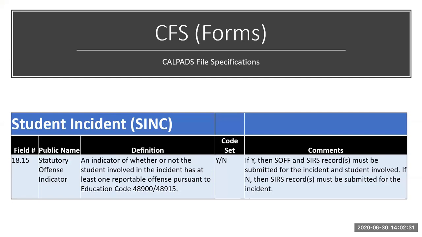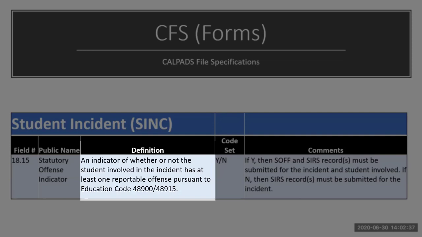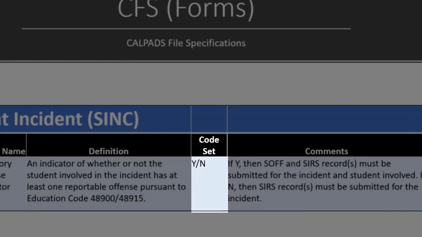And here you see the statutory offense indicator, and the definition of the field value is an indication of whether or not the student involved in the incident has at least one reportable offense pursuant to Education Code 48900 and 48915, either or. There's only two different values. You see the code set column, it says yes or no, that's it. Those are the available answers.